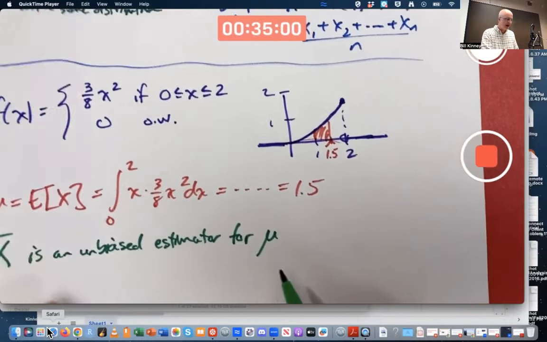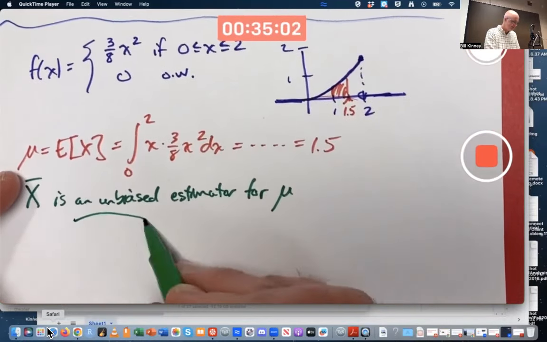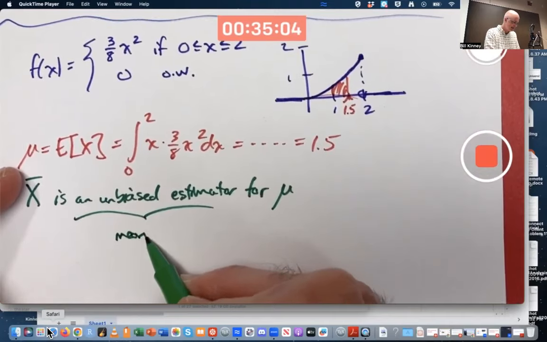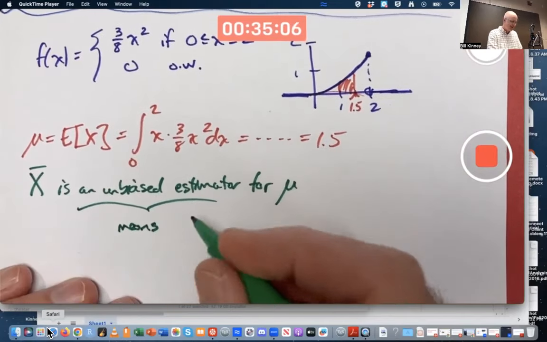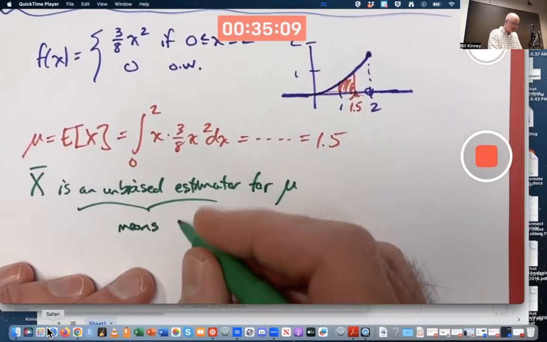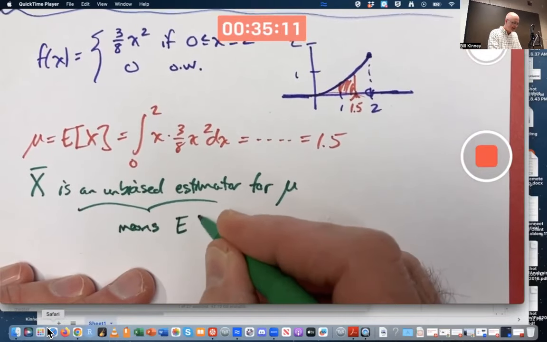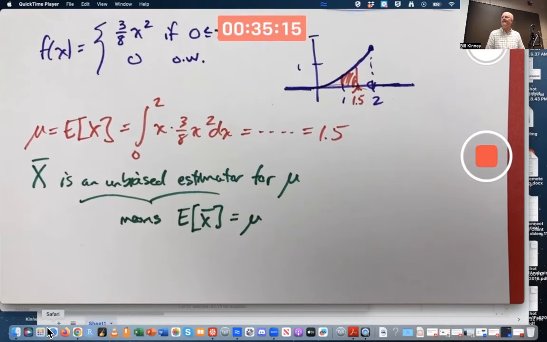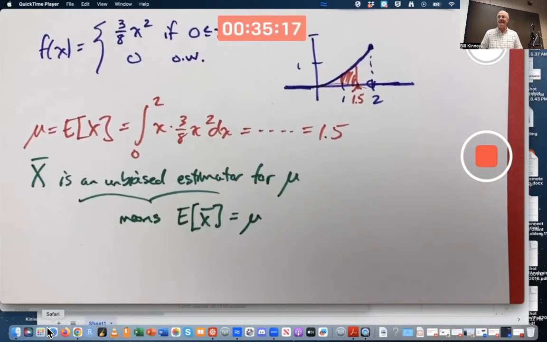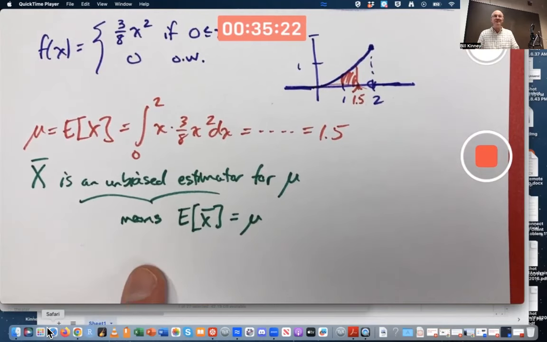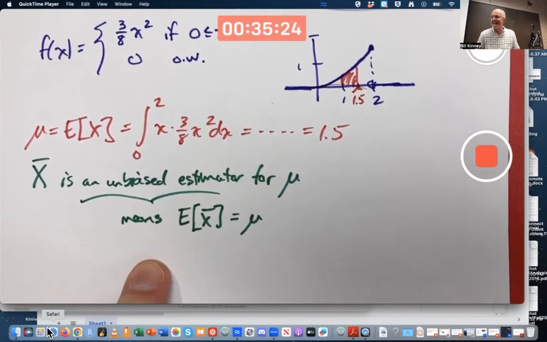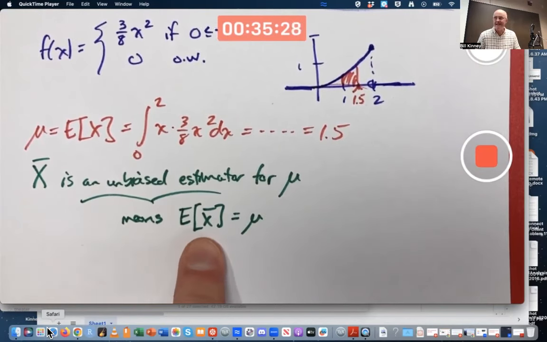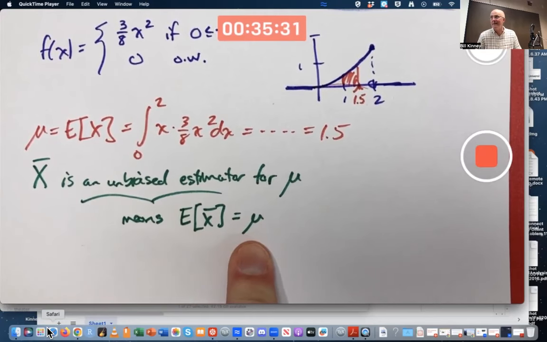What does it mean to say it's unbiased? This means, oh boy, I'm so glad I used the word means there. It means the mean of the mean is the mean. And I mean it. I'm so happy I got to say that. It means the expected value of the sample mean is the population mean.